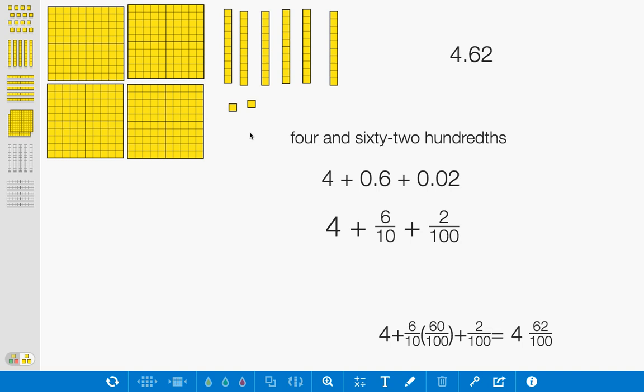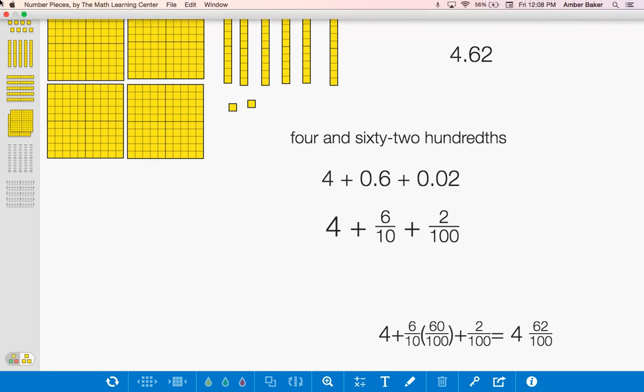So we would write that in word form, 4 and 62 hundredths. When you see the decimal, that's when you say the word and. So you say 4 and 62 hundredths. To expand that, we write 4 plus 6 tenths, because the 6 is in the tenths place, plus 2 hundredths, because the 2 is in hundredths. And this is what it would look like if you expanded it using just fractions.